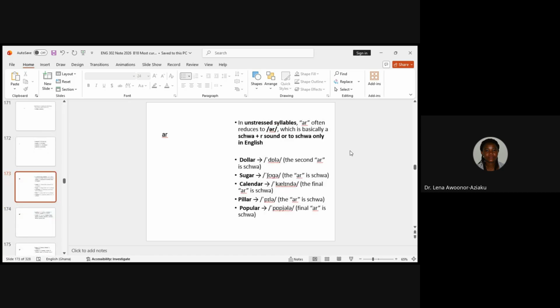AR, okay? AR at the end, this is what we call final AR, as in dollar. When you say dollar, then you are opening it. Sugar, sugar, sugar. Calendar, calendar, final AR. Pillar, popular, popular.